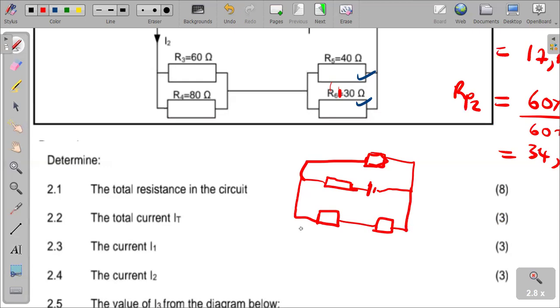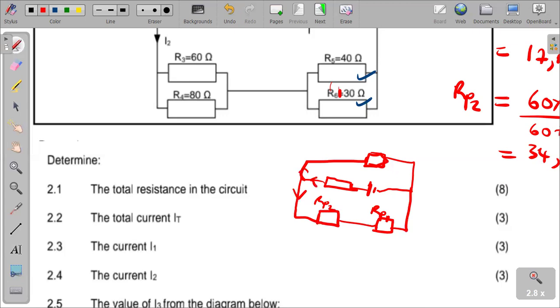So the one we calculated as RP2, the one we got 34.286, is this one. The one we labeled RP1, the one we got 17.143, is now this one. That's why we are saying start from the furthest point away from the source. You are trying to minimize your circuit as you are going. This is what I mean when I'm saying you are minimizing your circuit as you are going.